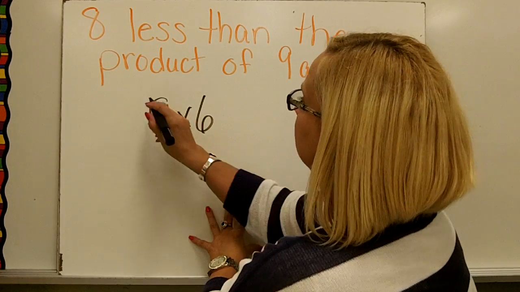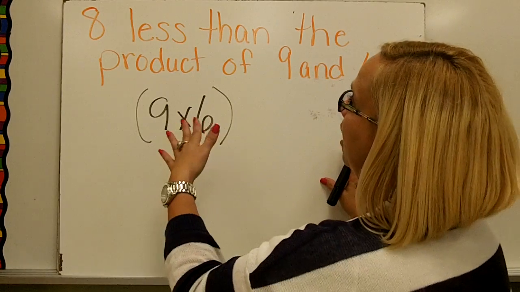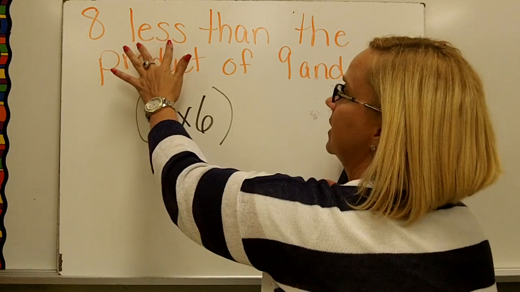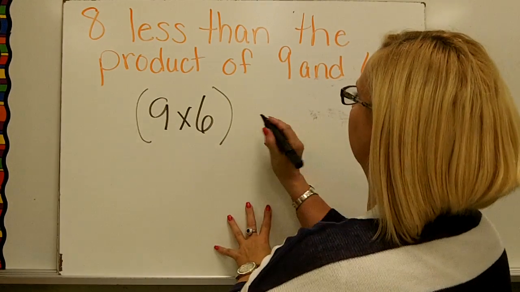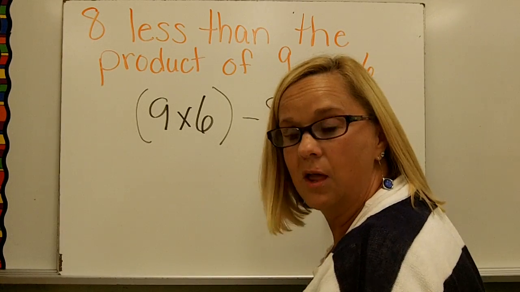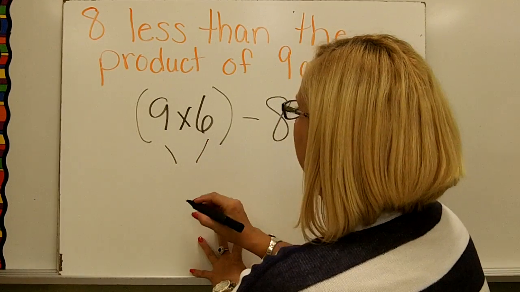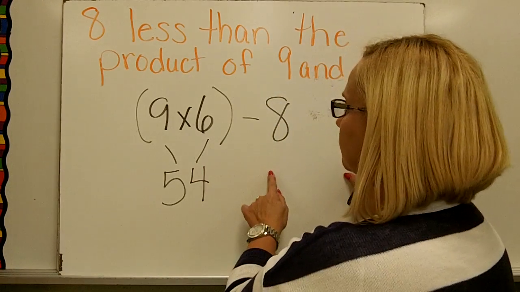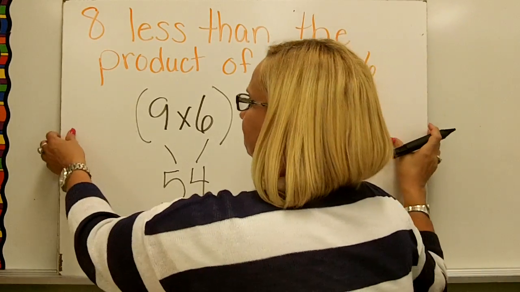Order of operations tells me to put that in parentheses. Now I'm going to subtract my less because my answer has to be 8 less than this answer, the product of 9 and 6. And this is what the numerical expression should look like. If I'm following my order of operations, I know that 9 times 6 is 54, and then I'm going to subtract 8 from that. All right? We're going to get a little bit harder.